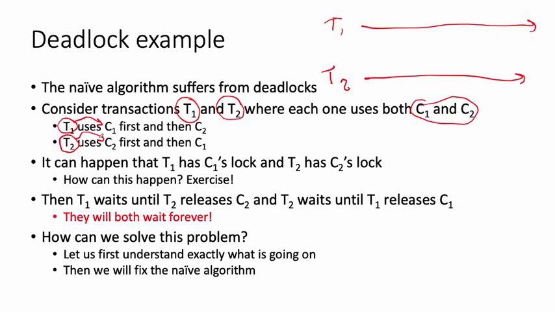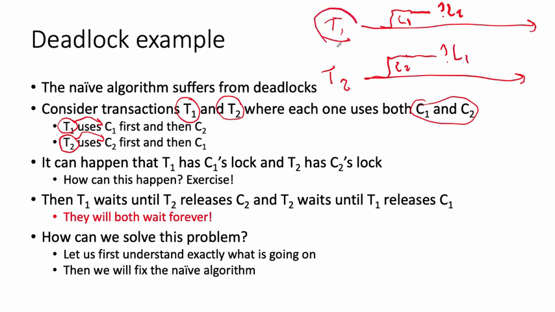Now, it depends on how the timing works. Maybe T1 executes, and then much later T2 executes. There's no problem. But if there is some concurrency, some overlap between the execution, then there might be a problem. And here's a problem. Assume that T1 gets the lock for C1. T2 gets the lock for C2, and they're both running. And now T1 wants the lock for C2, and T2 wants the lock for C1.